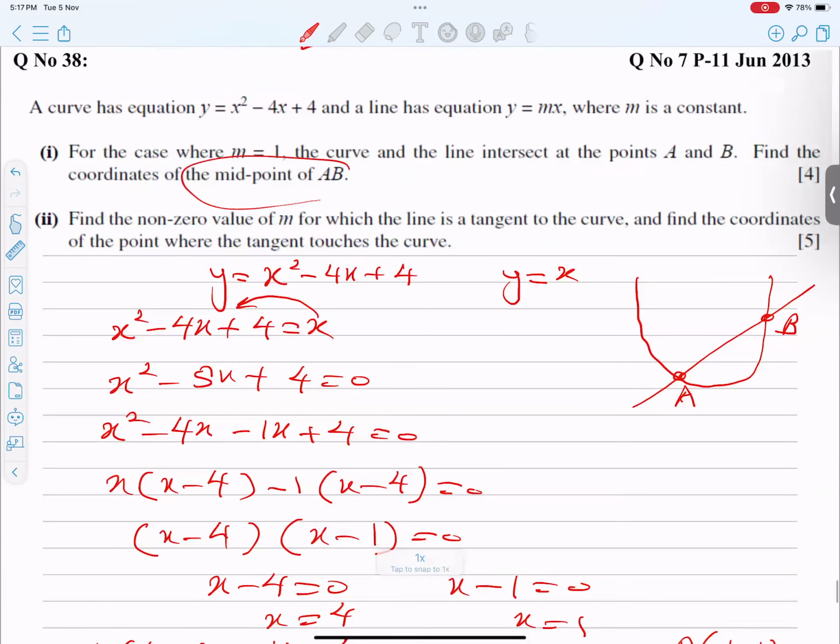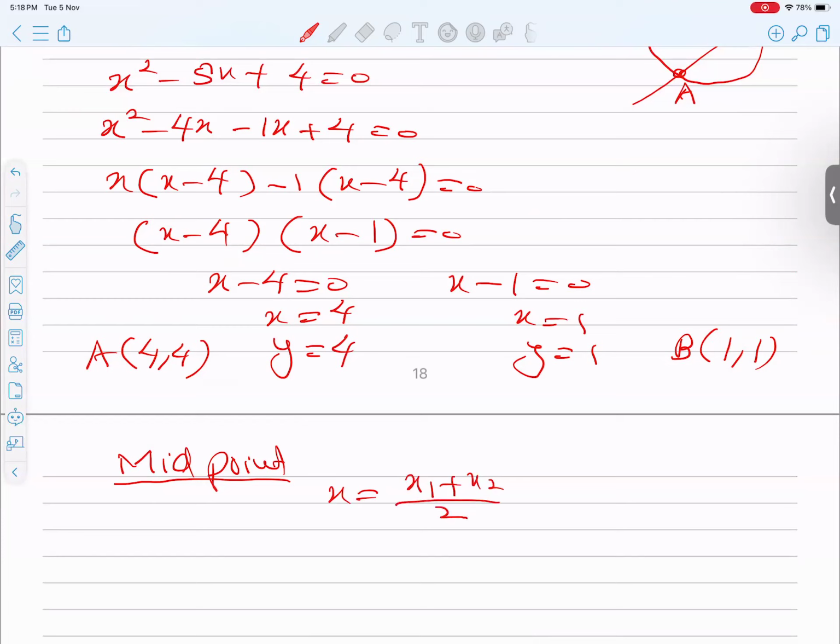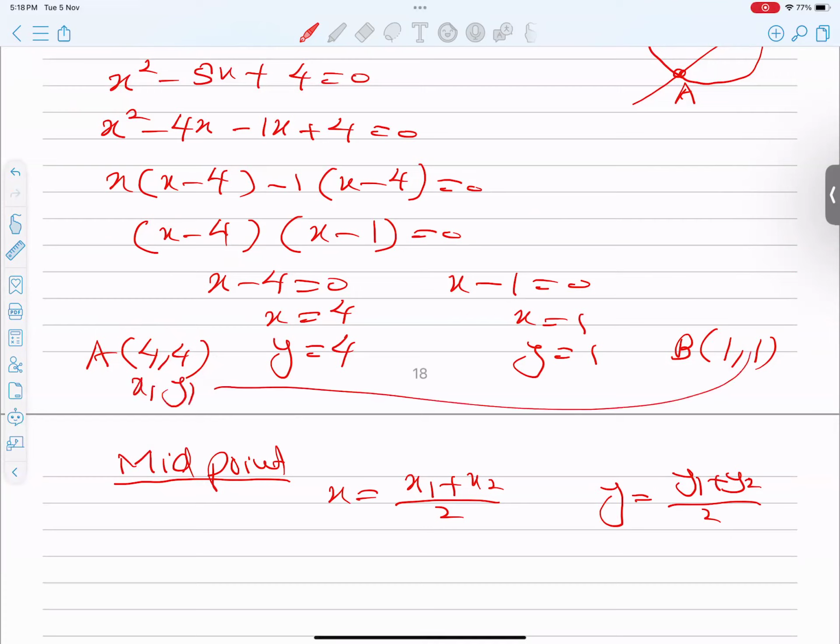And then he is asking to find the midpoint. The midpoint is not a hard job to do. The midpoint formula is like an average of two numbers. The formula is very clear: x1 plus x2 divided by 2, y1 plus y2 divided by 2. Let me write here x1, y1, and x2, y2. You can even change the order, no problem.